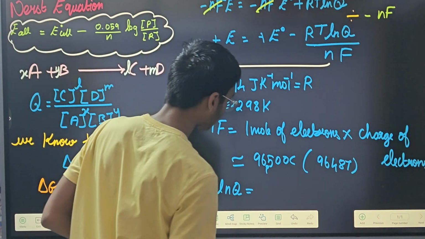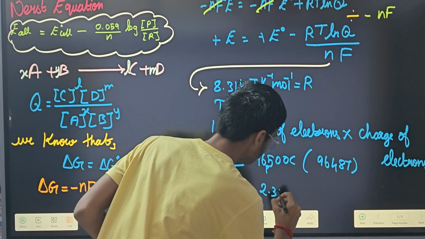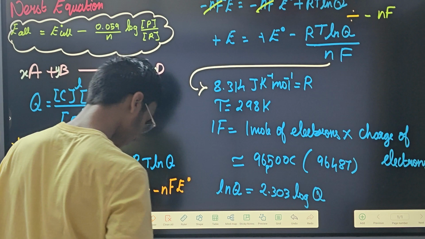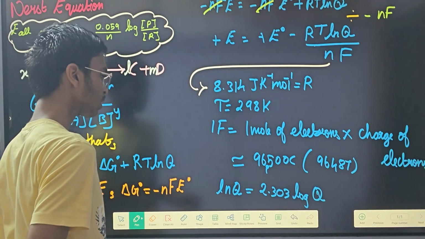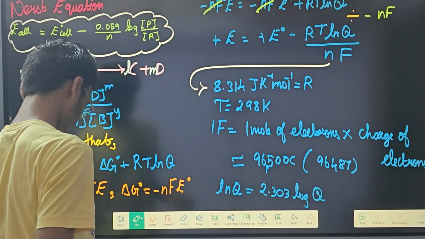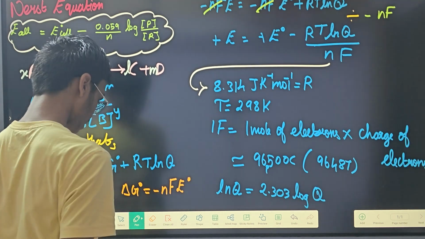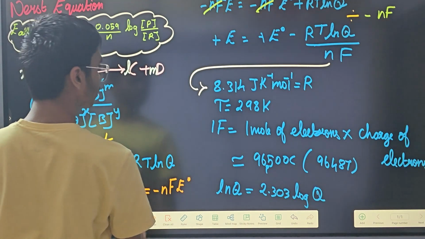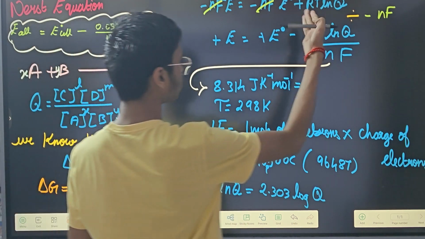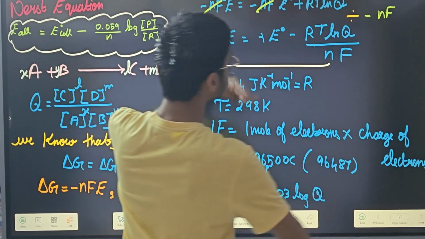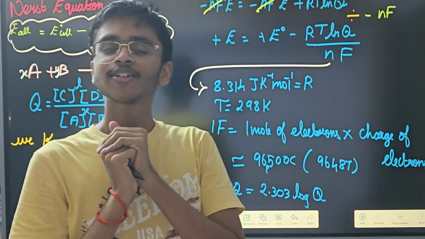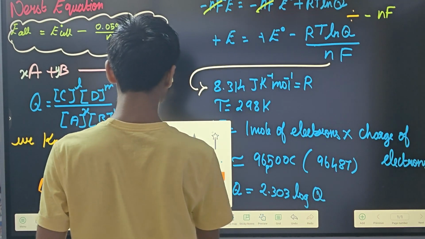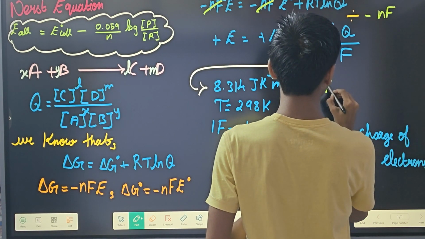So L and Q can be written as 2.303 into log of Q. Like that you can easily get it. If you're writing like this, these are the values that you have to change. If you substitute and simplify at last, then you will be able to get that.